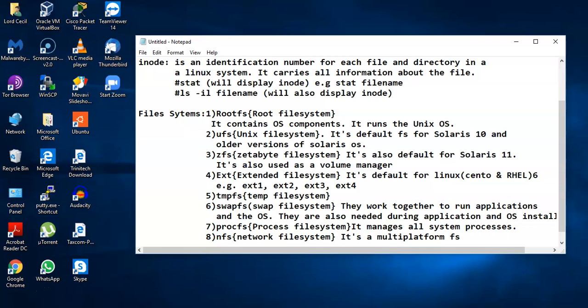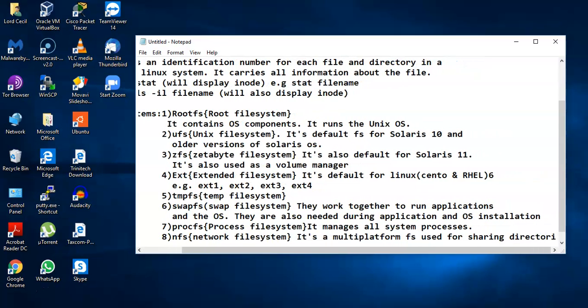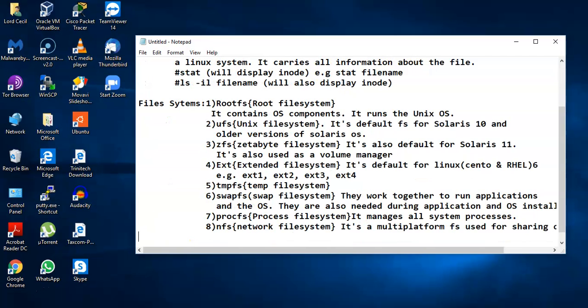You understand this file system is used for sharing directories in Linux and Unix operating systems.